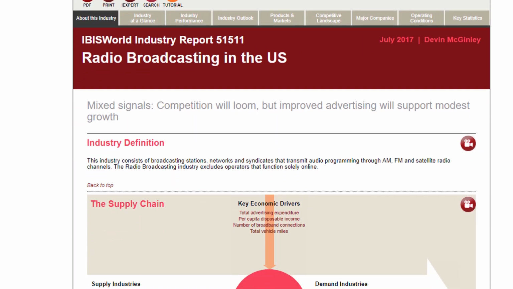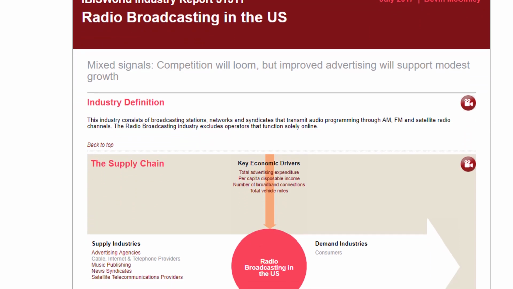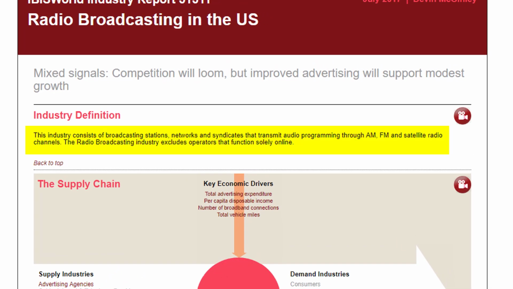Now, if we look at this industry definition, they do say that the industry consists of radio stations, networks, and syndicates that transmit audio programming. This is a slightly different definition than you might find in other areas. Traditionally, radio stations are considered separate from radio broadcasters or radio networks, because networks were those creating the programming. In this case, they combine them all together.